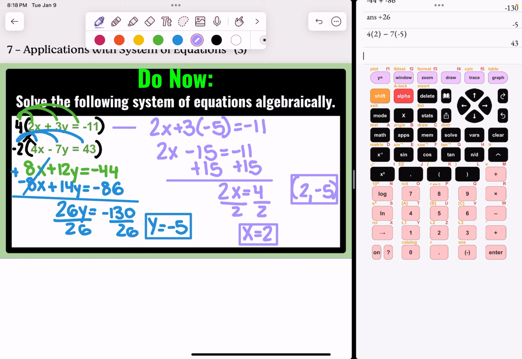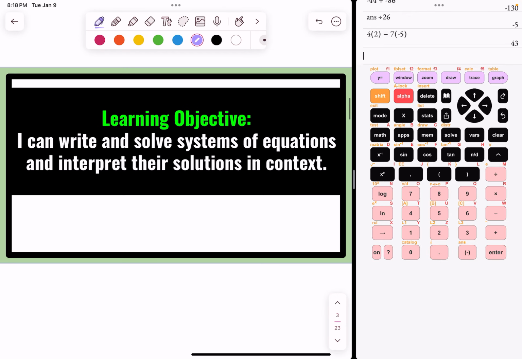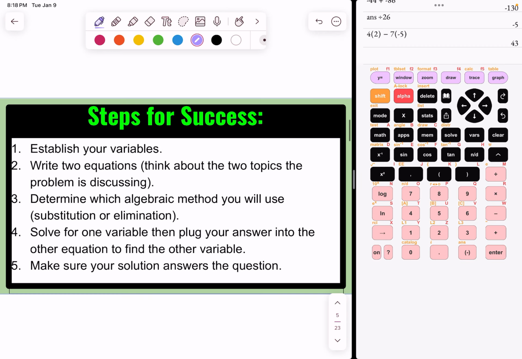Good job. Now today we are going to continue using these algebraic methods of solving systems of equations. But we are going to be doing word problems where we first need to write the system of equations, and then interpret the solutions in the context. So let's look at steps for success. First thing we are going to want to do is establish our variables by writing the let statements.